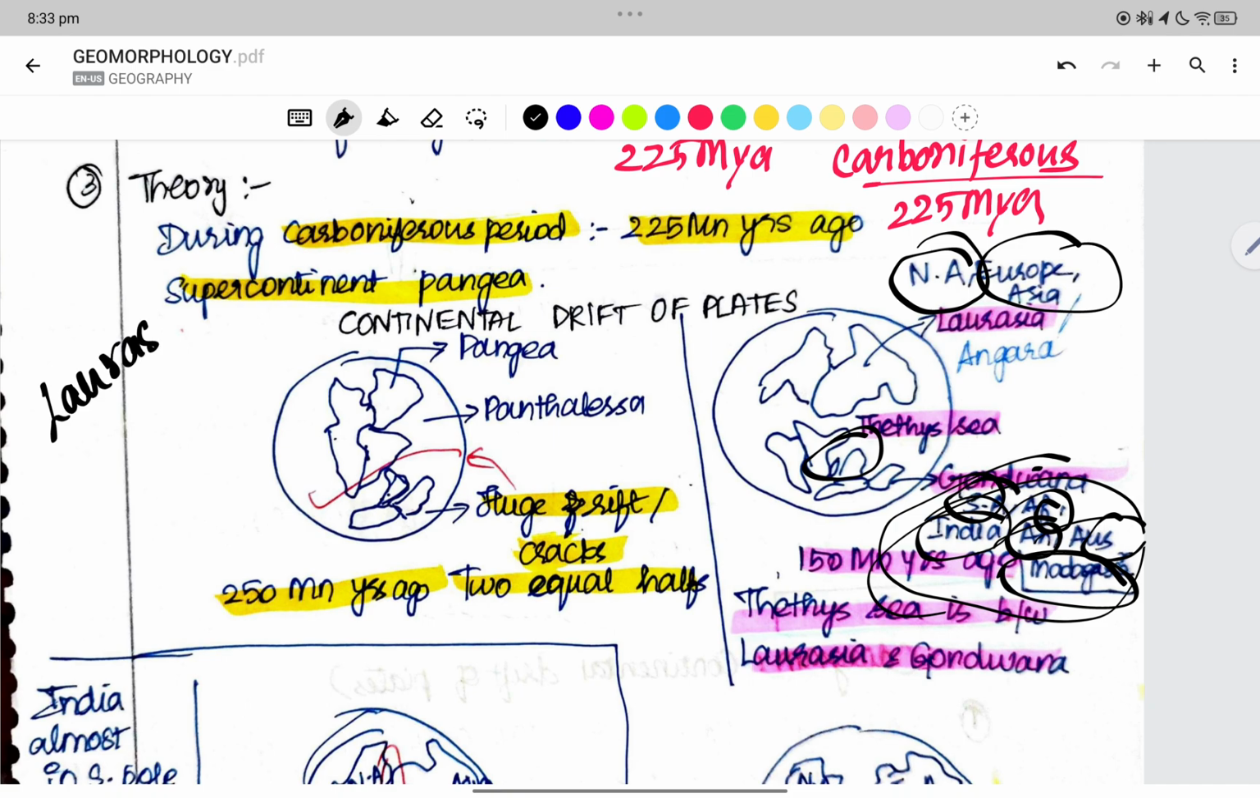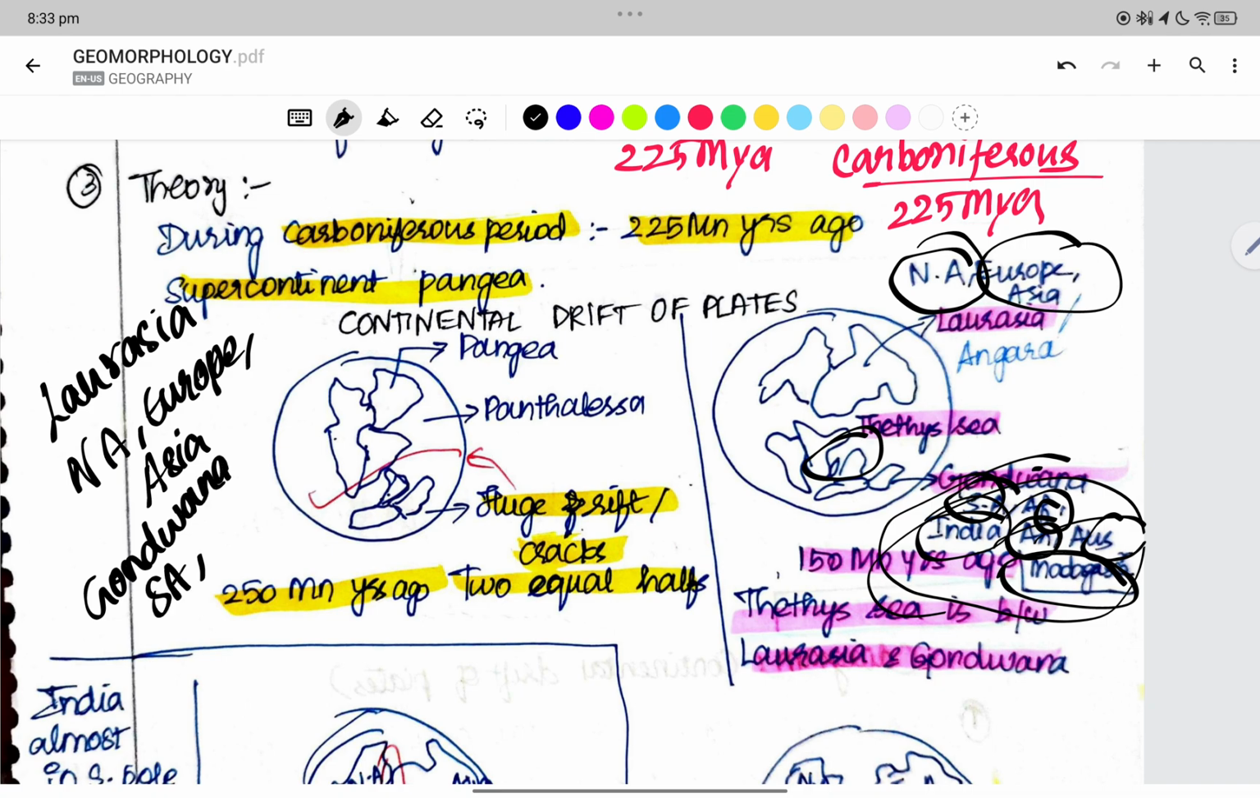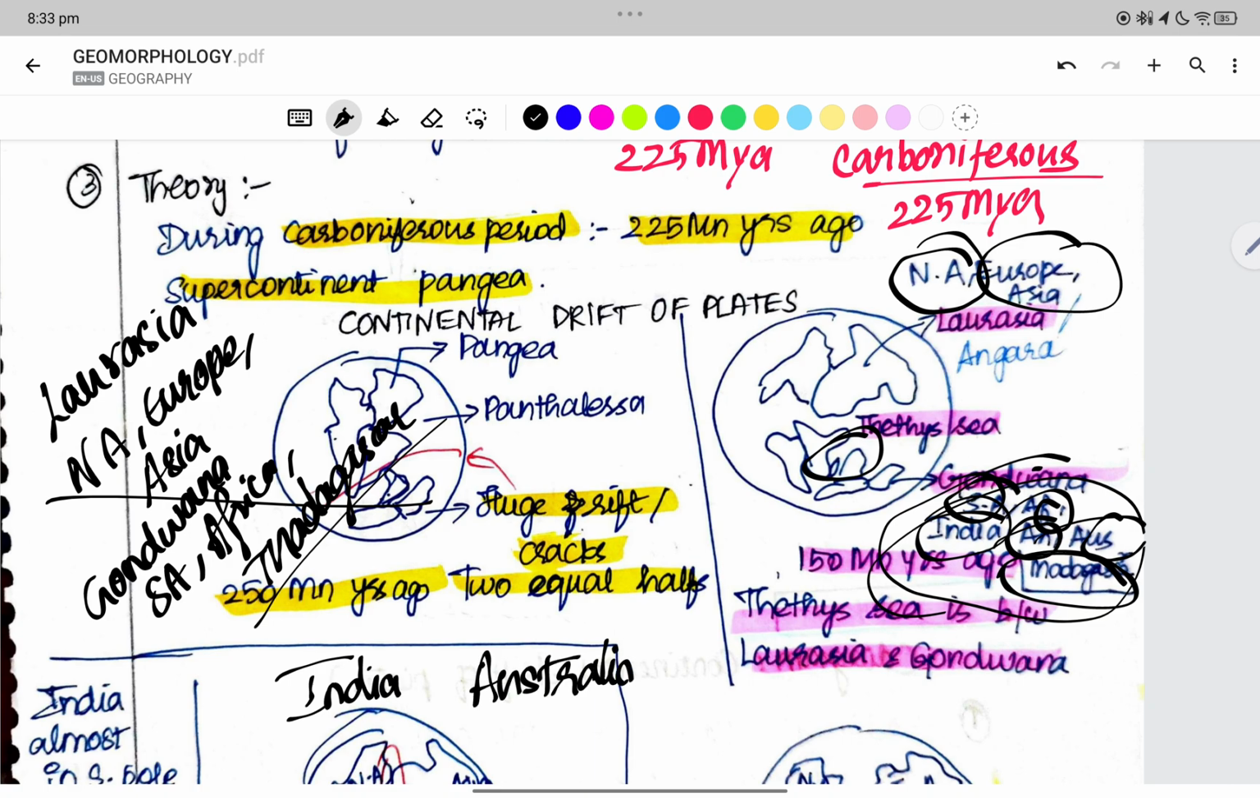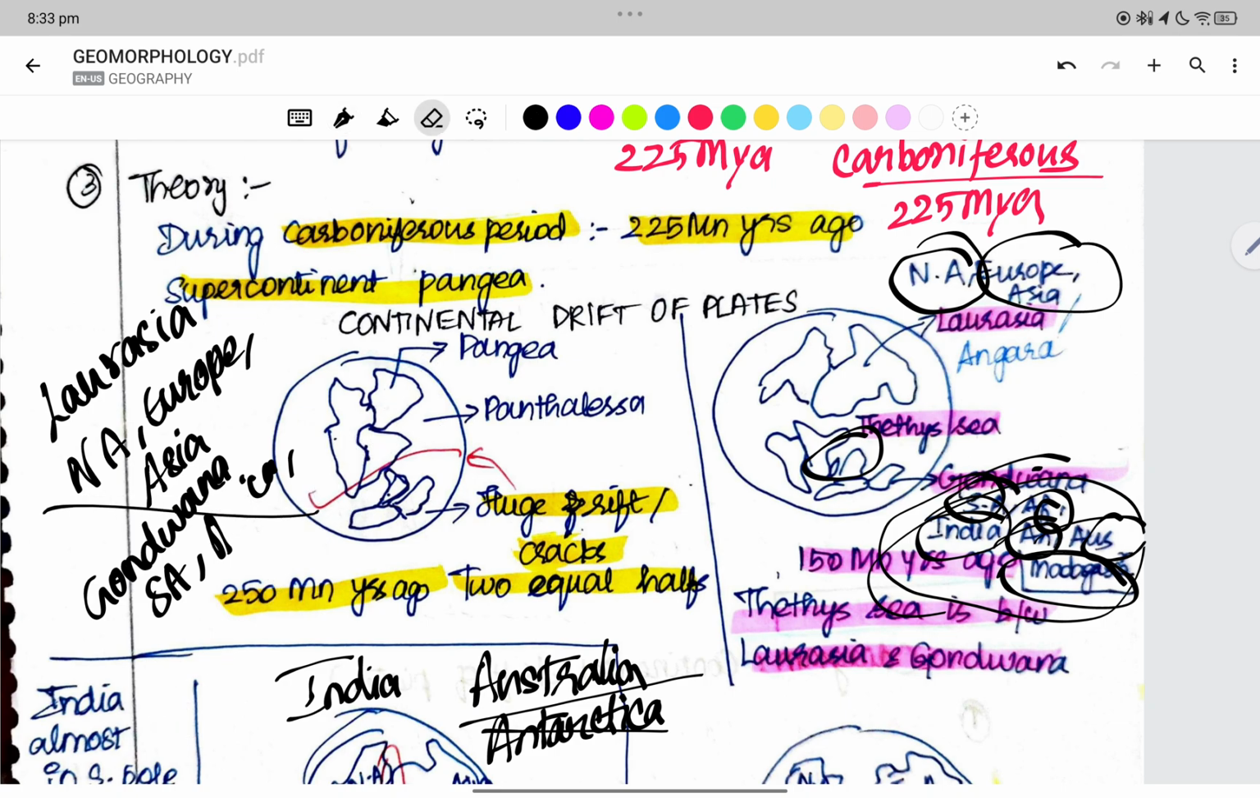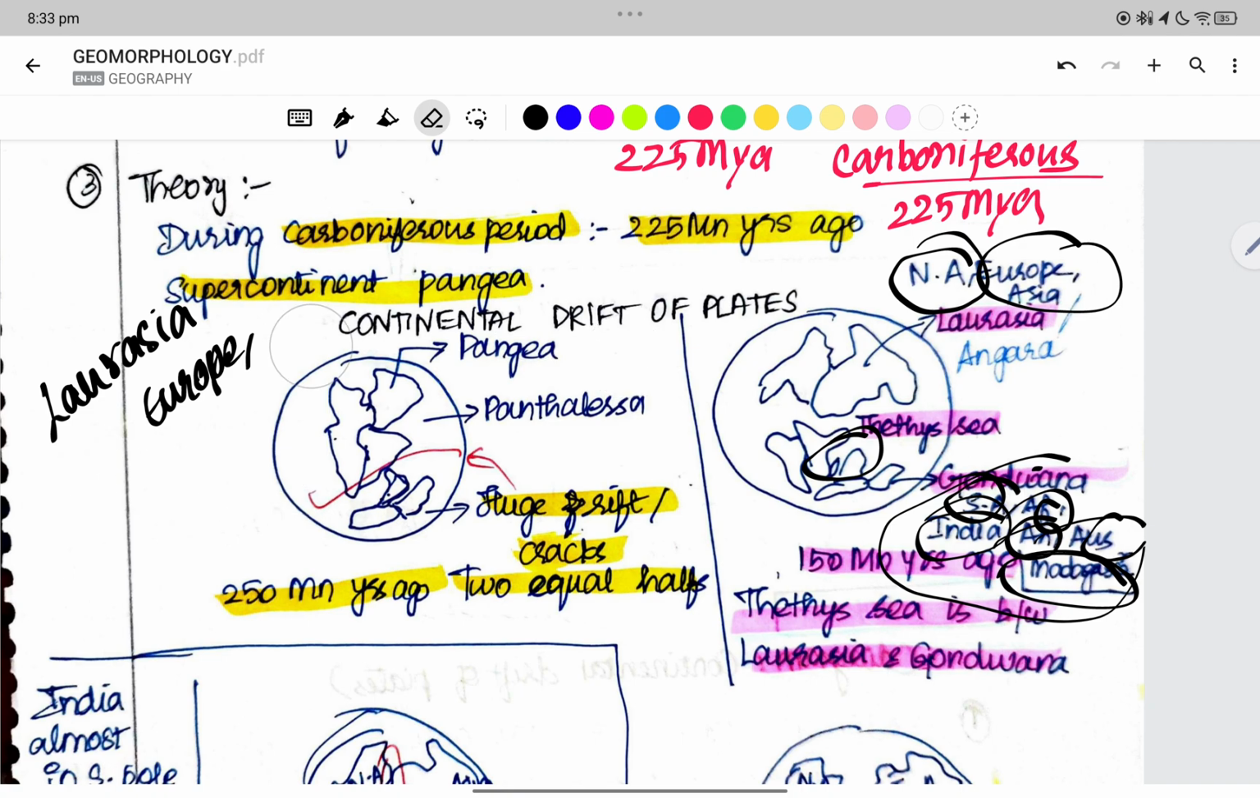So, what did Laurasia contain? North America, Europe, and Asia. Now, what did Gondwana contain? South America, and near Europe we have Africa. So, South America, Africa, and Madagascar, right? Now, we have India. At the bottom, we have Australia and Antarctica.